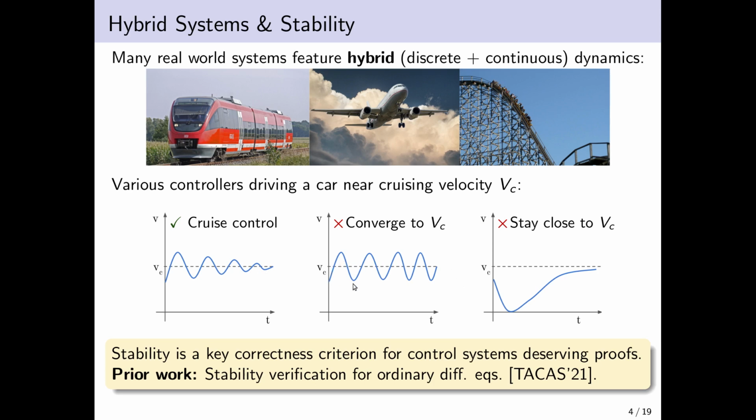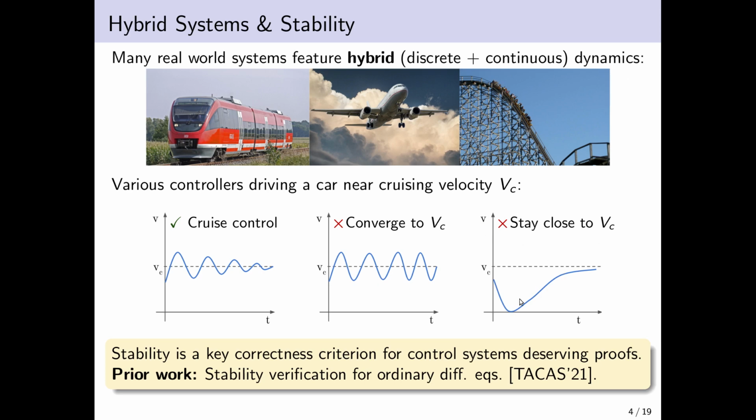However, if you look at the other two plots on this slide, in the middle here, the controller drives the car near the cruising velocity, but it oscillates around the cruising velocity and never quite converges to it. While the plot on the right does eventually get to the cruising velocity, but it transiently drives the car all the way down to a stop before speeding back up again.